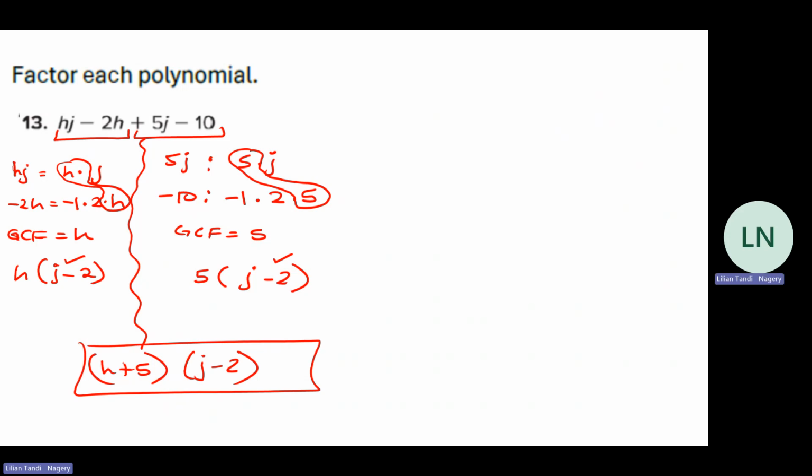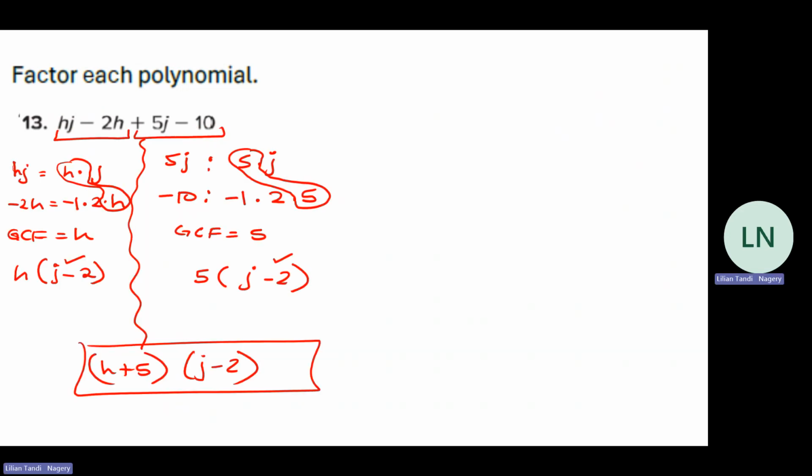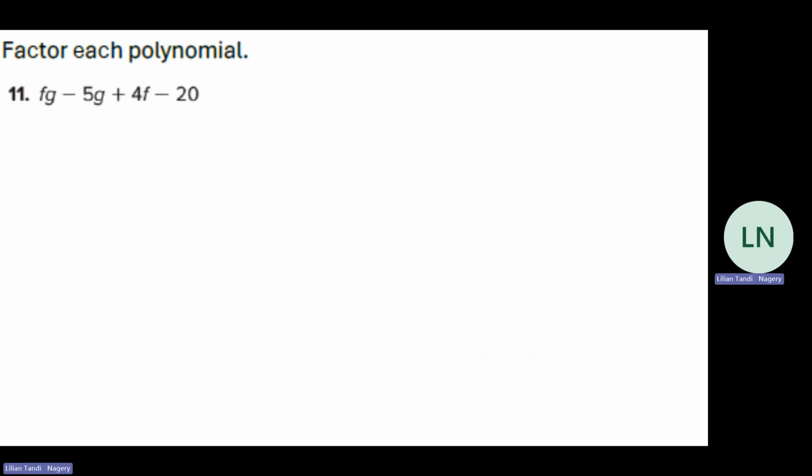Then how do you check if your work is correct? Do distributive property. If you get back here, then you're correct. If you don't get back here, you did something wrong. Okay? That's the same question. I don't know why it's repeated. I already did this.